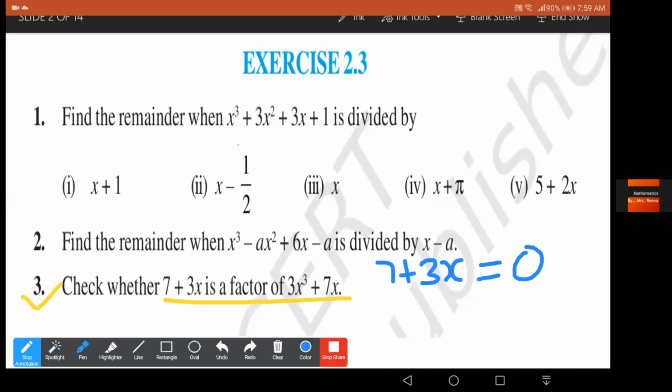So we will take 7 plus 3x equal to 0. 3x will be minus 7, x will be minus 7 by 3. Then we have to put this value here and calculate it, and then we will get whether it is a factor or not. If it is a factor, the remainder will be 0.